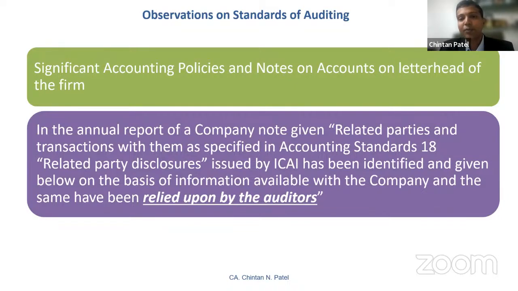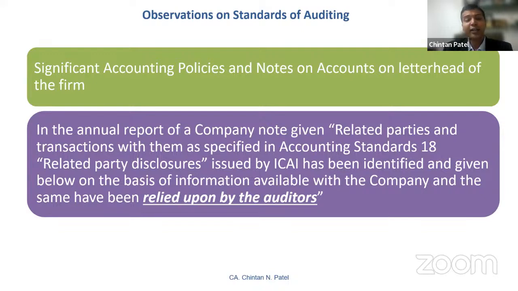In the annual report of a company, the note was given: the related parties and transactions with them, as specified in Accounting Standard 18, related party disclosures issued by ICAI, have been identified and given below on the basis of information available with the company, and the same has been relied upon by the auditor. See, if you write down in the notes on accounts that it has been relied upon by the auditor, it reduces the significance of the whole audit process. It is providing a disclaimer on something which is very critical for investors.